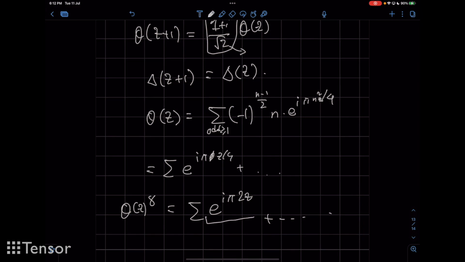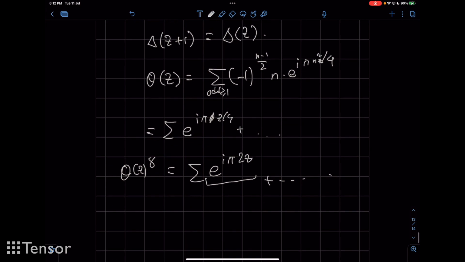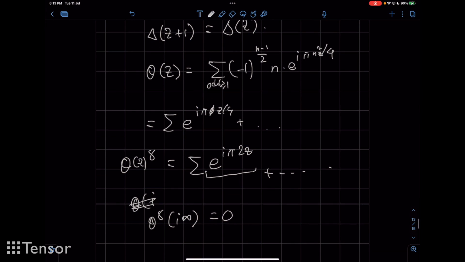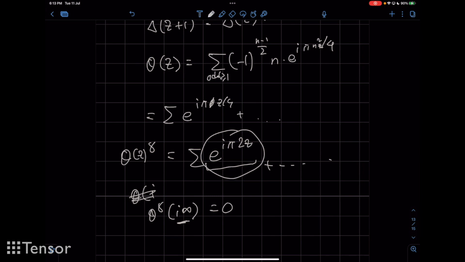And this is the point at infinity. And we can factor that point up. So we have proved that theta 8 of i infinity is 0. Because if we plug in i infinity here, this term vanishes, right? So of course theta 8 of i infinity is 0.